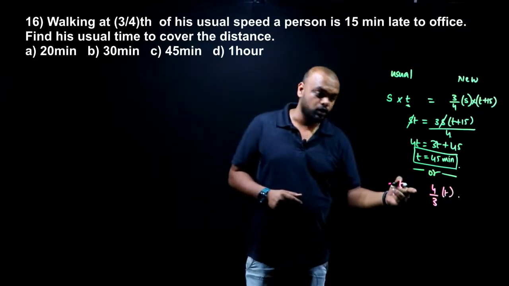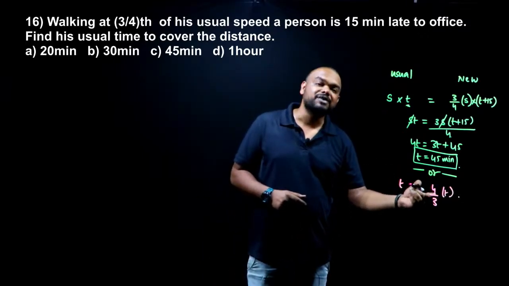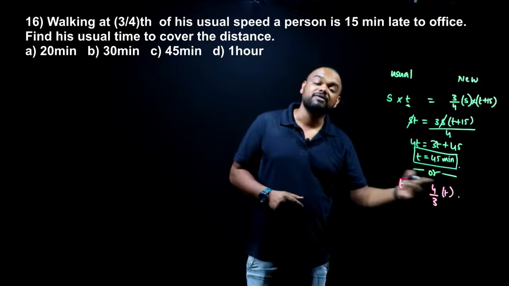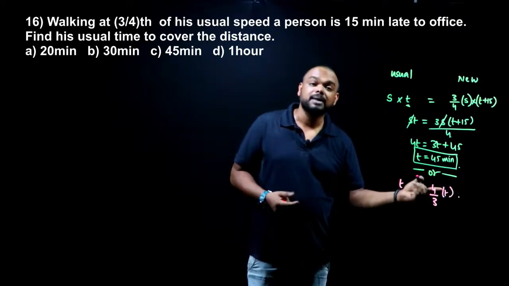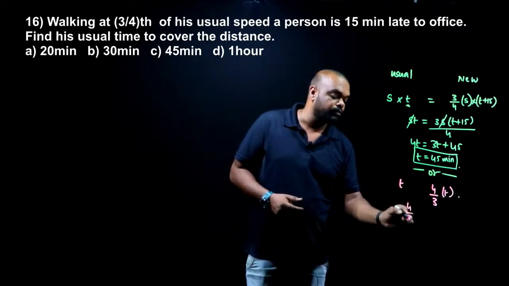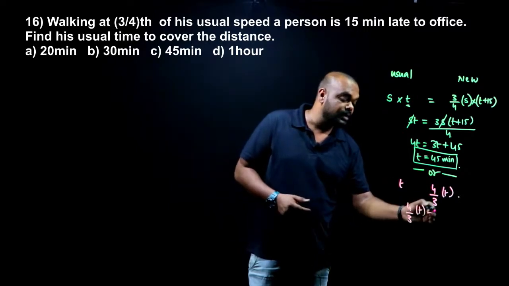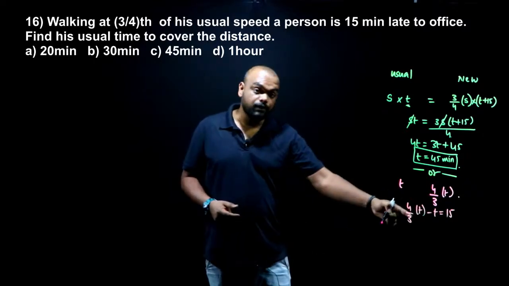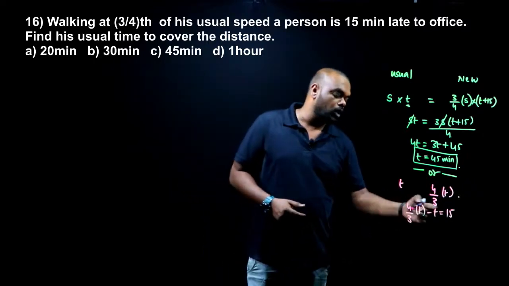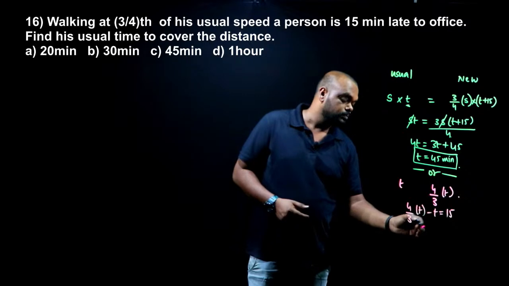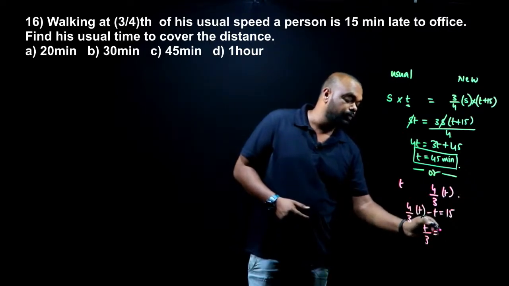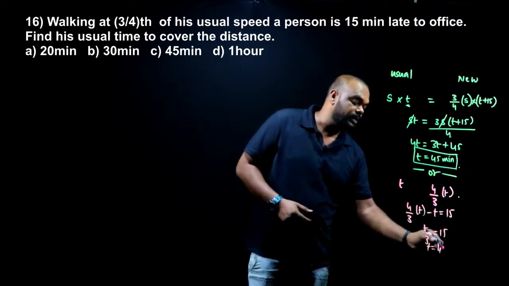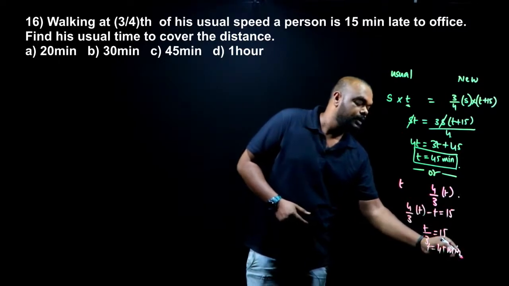Using the reverse proportionality concept, we know that here he is taking 15 minutes more. It means the difference between these two is 15 minutes. As simple as that. What do we get? 4/3 of t minus t equals 15 minutes, because here he is taking 15 minutes more. If we solve this, we will get t by 3 equals 15, so t equals 45 minutes. Much simpler answer.